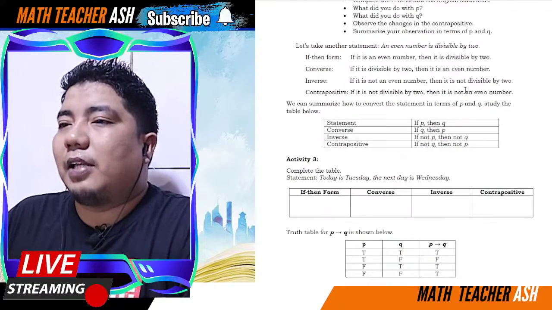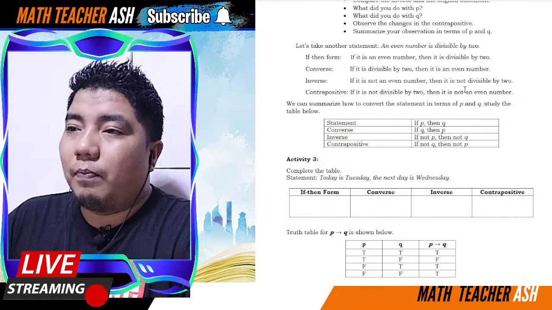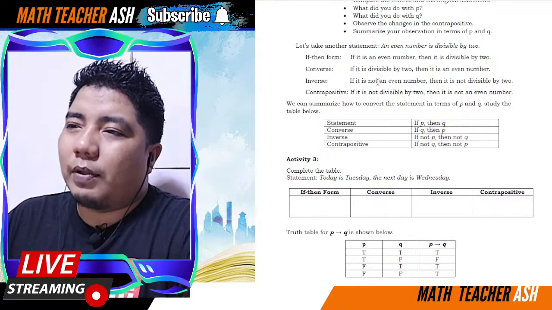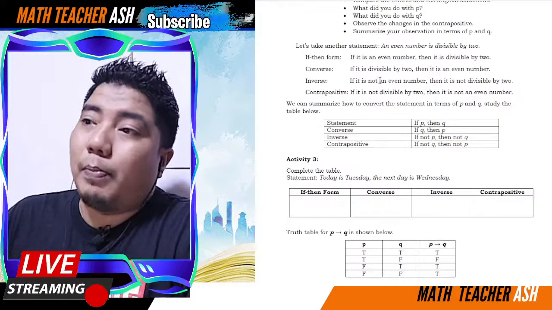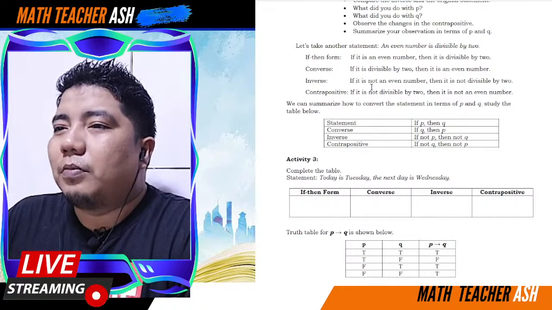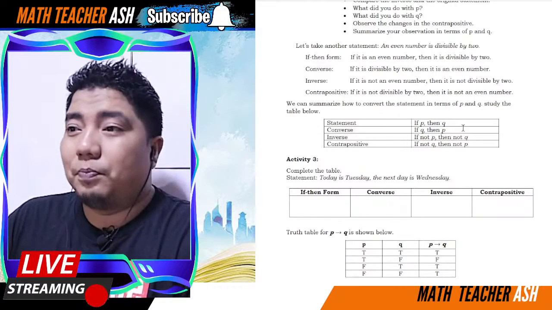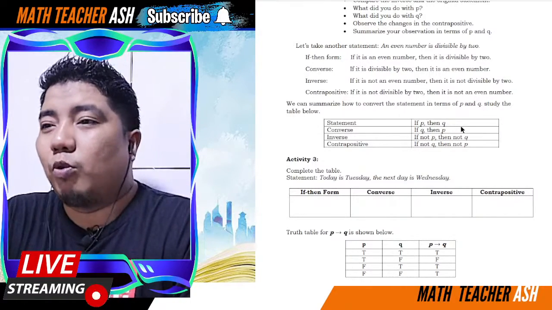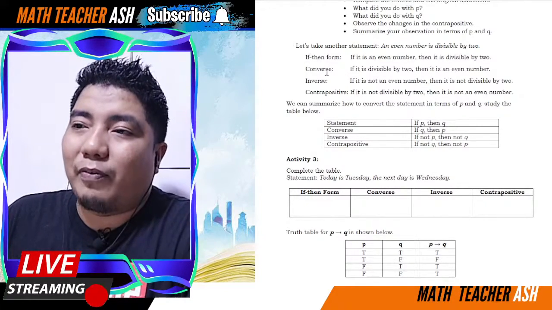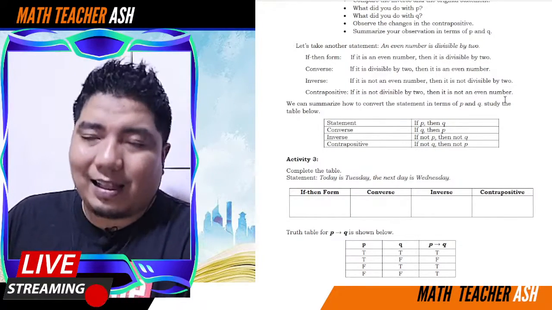Let's take another statement. An even number is divisible by 2. If it is an even number, then it is divisible by 2. Correct. Kung gagawa tayo ng converse, if it is divisible by 2, then it is an even number. Tama yun. Inverse natin: if it is not an even number, then it is not divisible by 2. Gumamit lang tayo ng not from the first statement. And for the contrapositive, we just use not for the converse: if it is not divisible by 2, then it is not an even number.